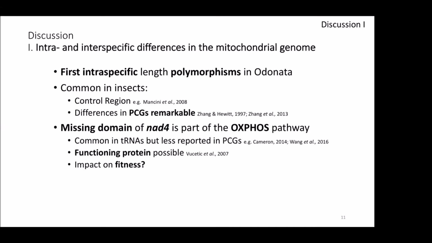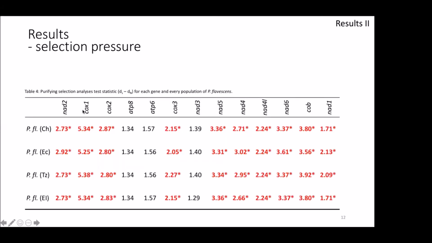So as a second aspect, I had a look at the selection pressure. Here we can see my four populations from China, Ecuador, and Tanzania, all of which are migratory, and the fourth one from Easter Island, which is non-migratory. Here you can see the 13 protein coding genes. I tested for purifying selection pressure, and every value higher than 1 indicates purifying selection, and every red value indicates even significant high selection pressure.